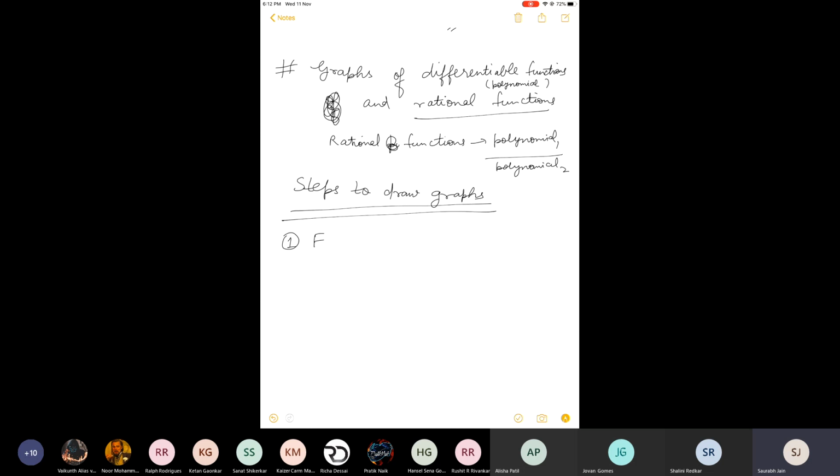First thing, and this is a very obvious step, find the domain. First of all, you should be clear about what are those values of x which you can put, right? Only then you will be able to draw the graph. Then find roots. By roots, we mean values of x for which y is 0. Because usually the function is of the form y equals f(x), right? So what is the meaning of roots? Values of x for which y becomes 0.